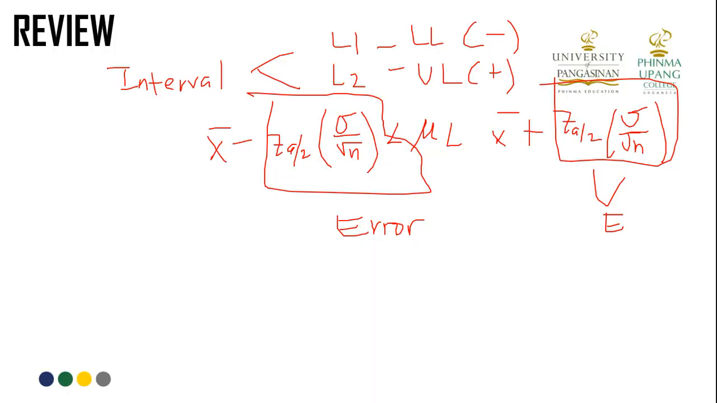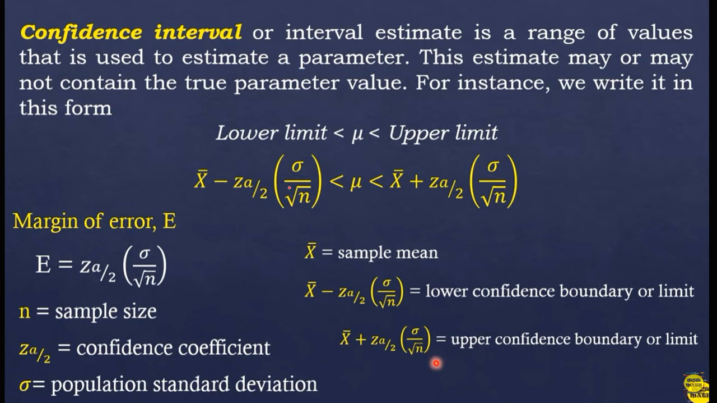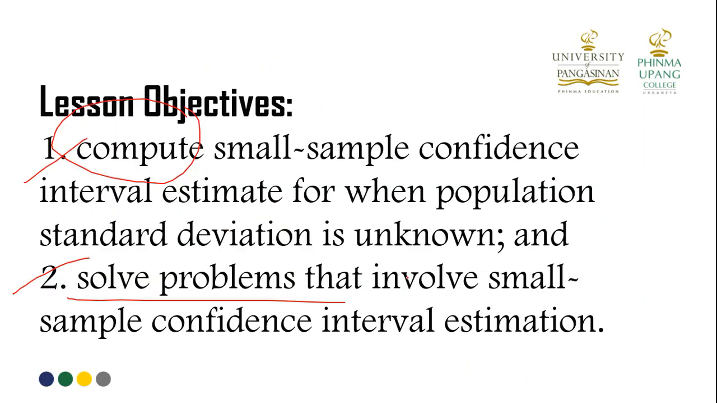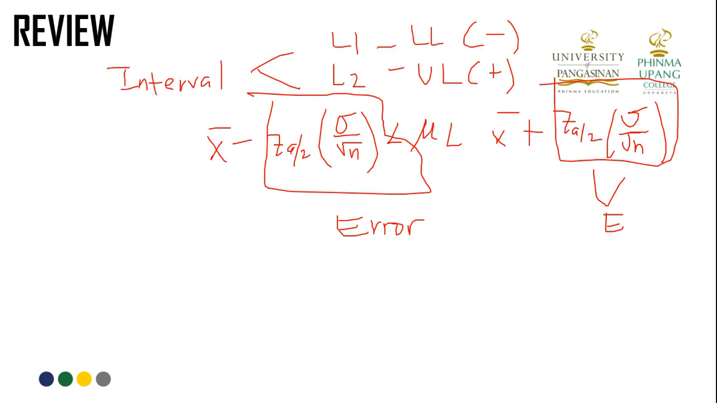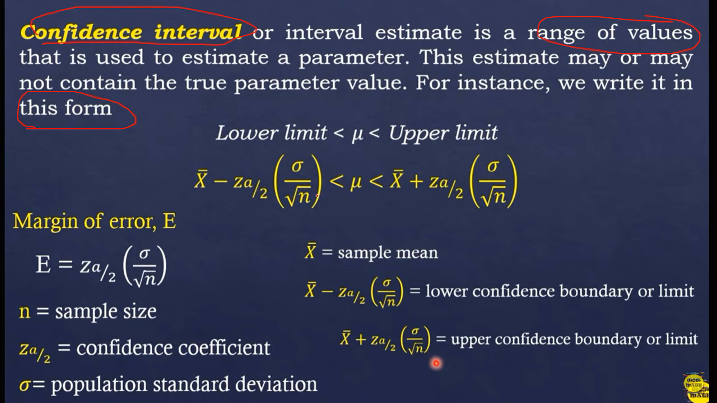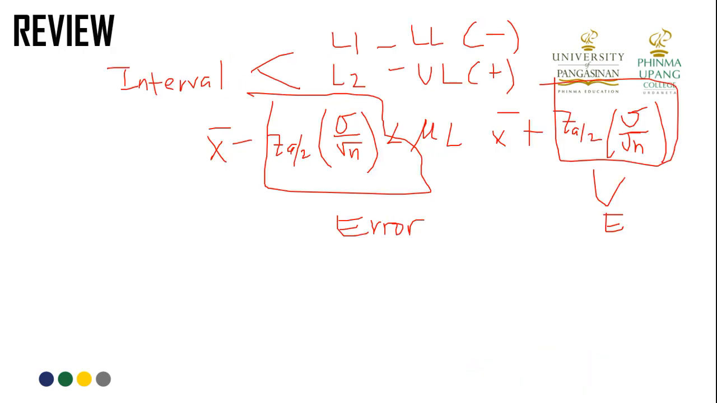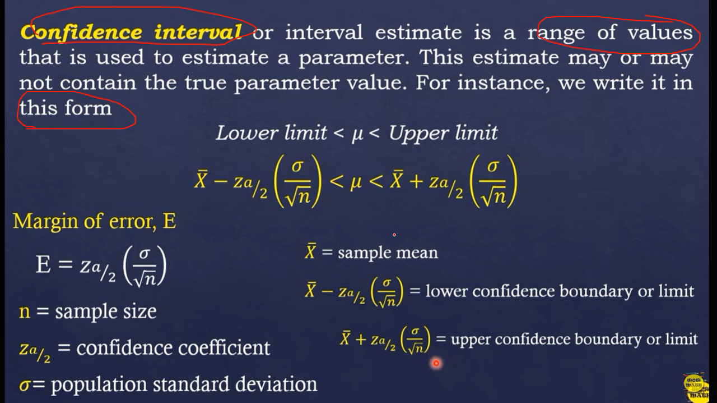Okay? So yung topic natin nung last. Next, confidence interval estimate is a range of values that is used to estimate a parameter. This estimate may or may not contain the true parameter. For instance, we write it in this form. So confidence interval, we have the lower limit and the upper limit. Interval estimate, so this is ibang book, interval estimate. Interval confidence naman dito. So ito yung margin of error sa ibang book.